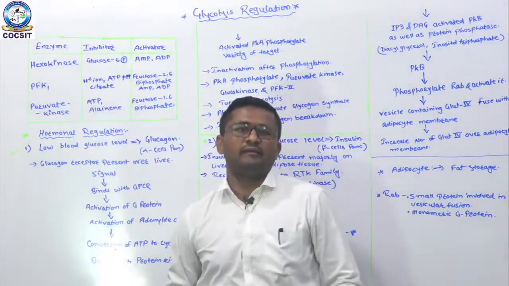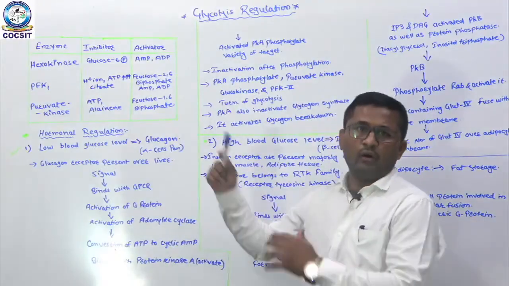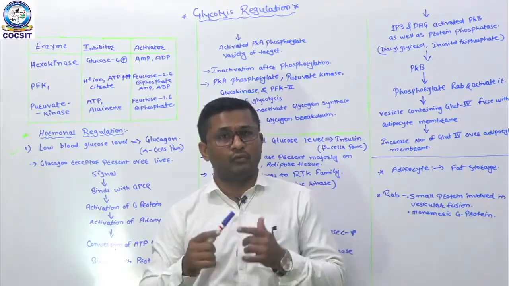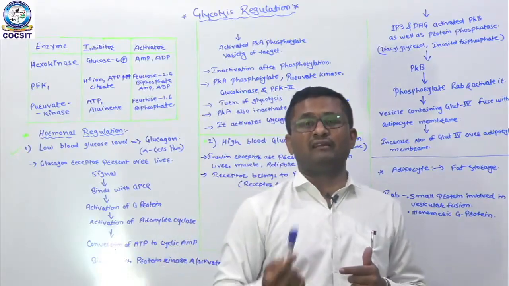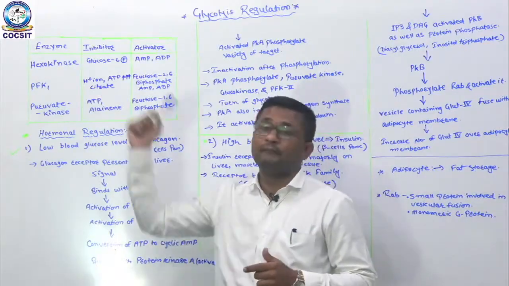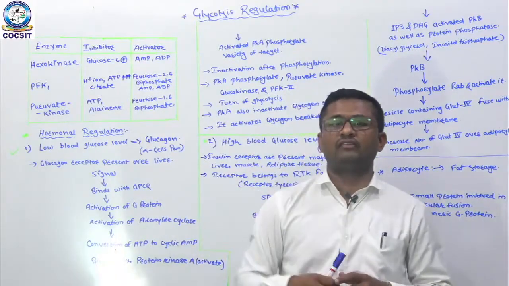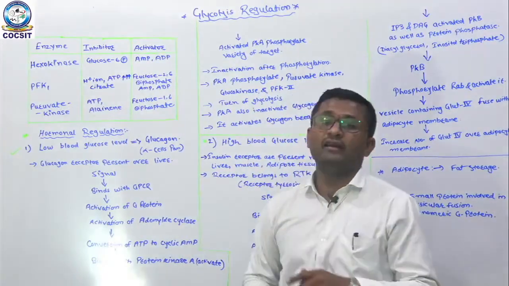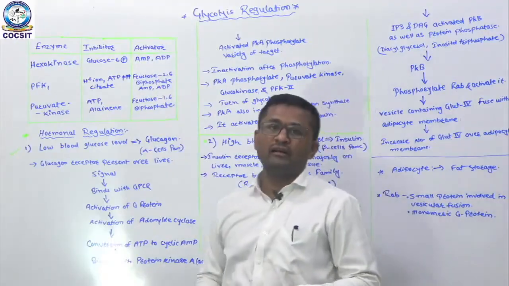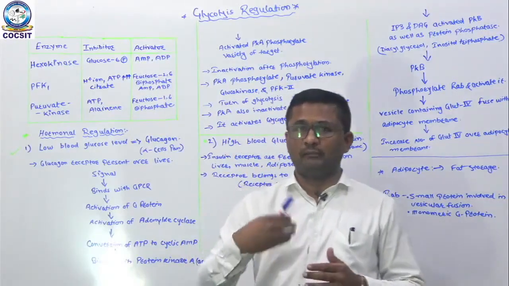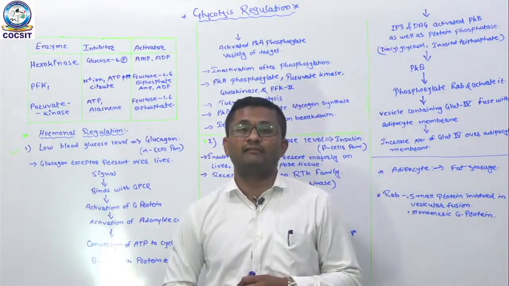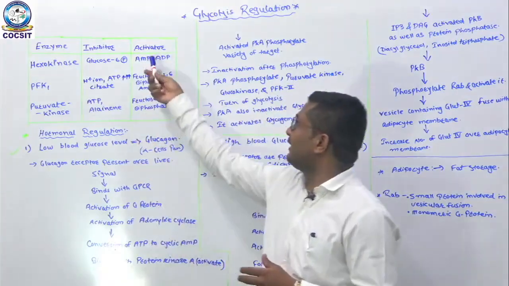The inhibitor of hexokinase is glucose 6 phosphate itself. If the concentration of glucose 6 phosphate is high, then hexokinase can get inhibited. The activators of hexokinase, that is, when it is going to show activity, are AMP and ADP.